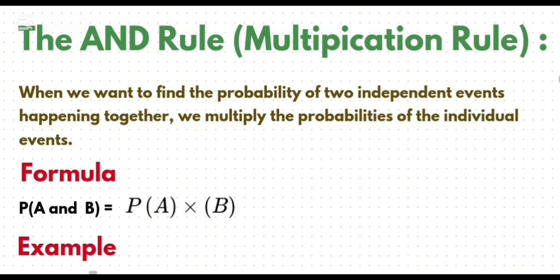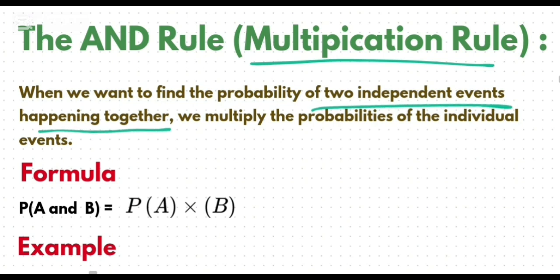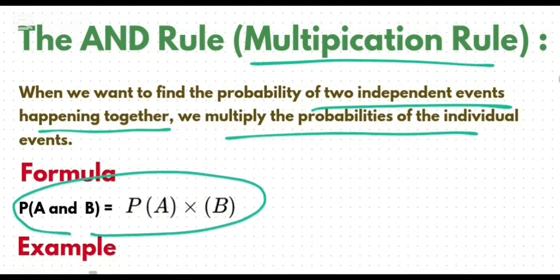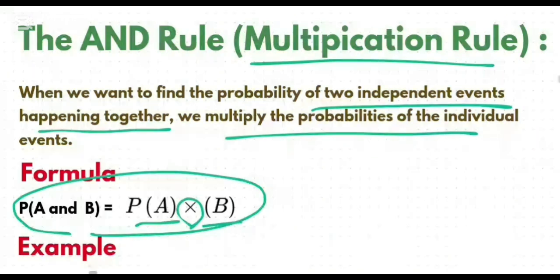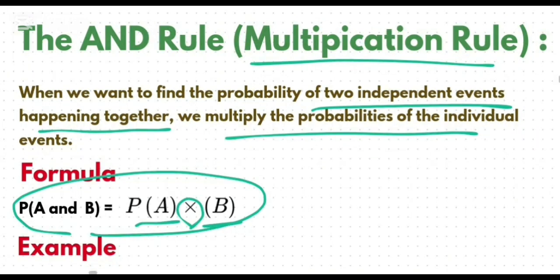The first is the AND rule, which we also call the multiplication rule. Use this when you want to find the probability of two events happening at the same time. Multiply their probabilities. So the formula of the AND rule is: probability of A and B equals probability of A multiplied by probability of B. Now we will move on to the example.